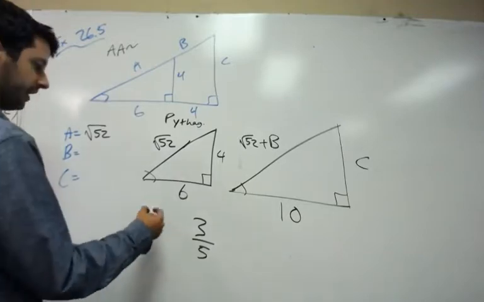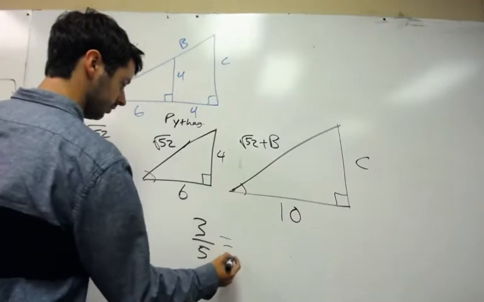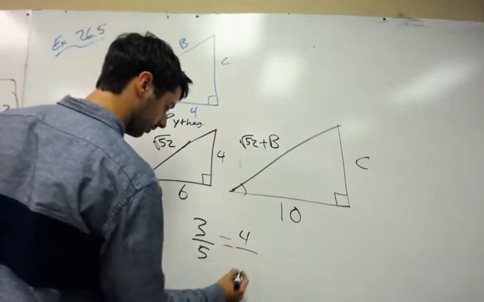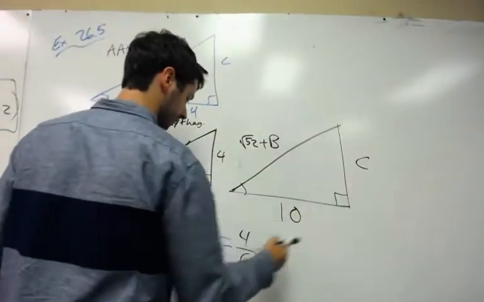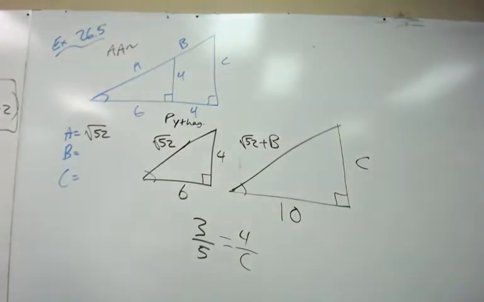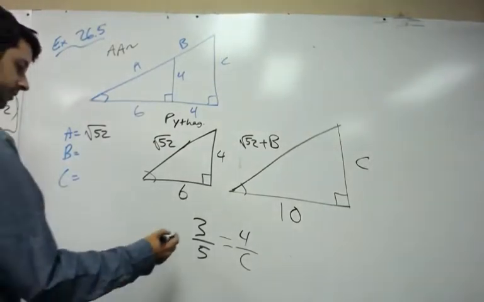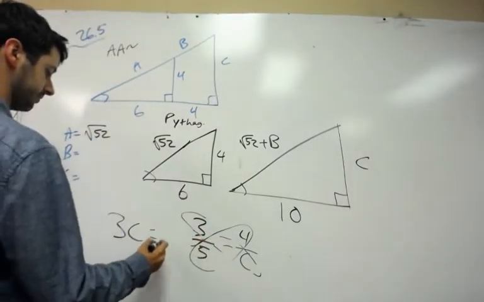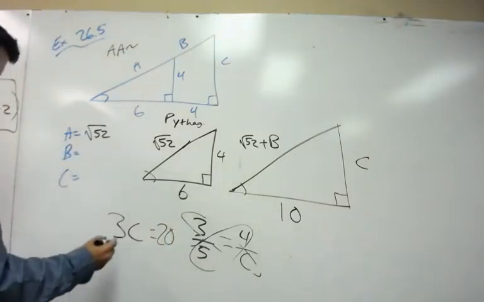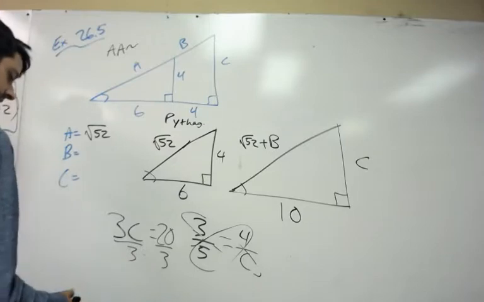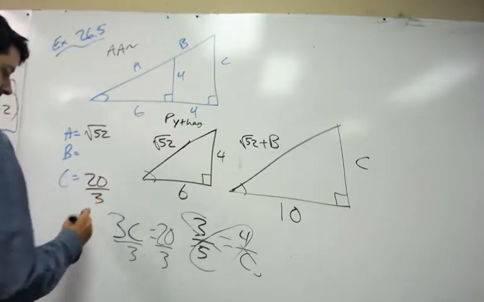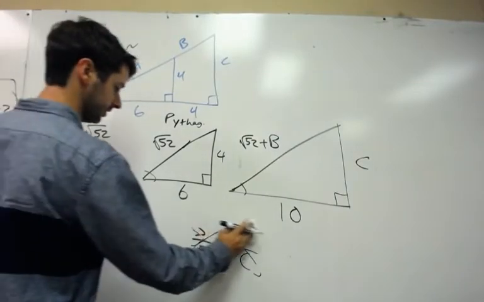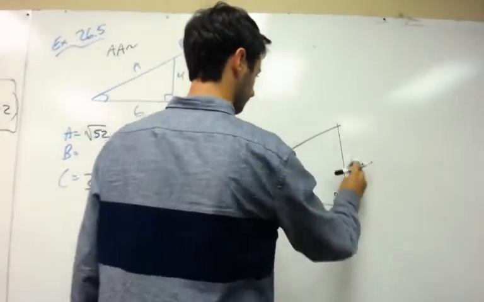So we got 3 over 5 from the base. Now, what corresponds over here? The height for each of them, we got 4 over C. 4 over C would be a ratio, so we can use these in the ratio. So we cross multiply. 3 times C is 3C. 5 times 4 is 20. Divide by 3. Another funky answer, 20 over 3 is C. Alright.